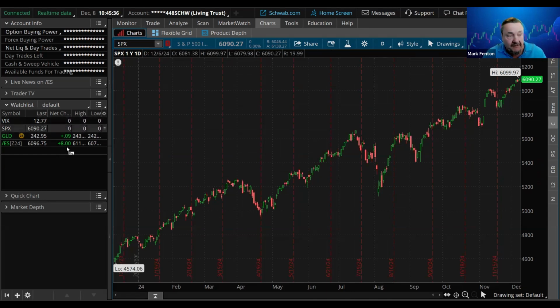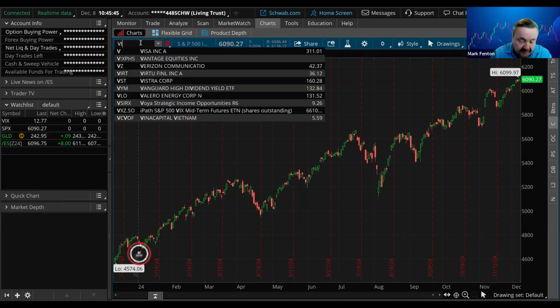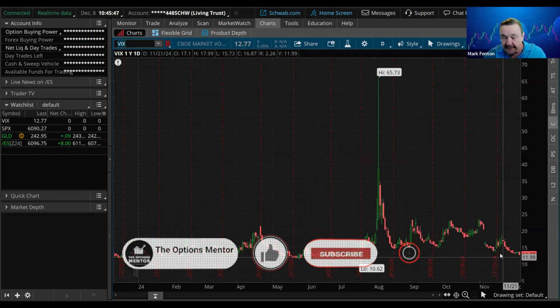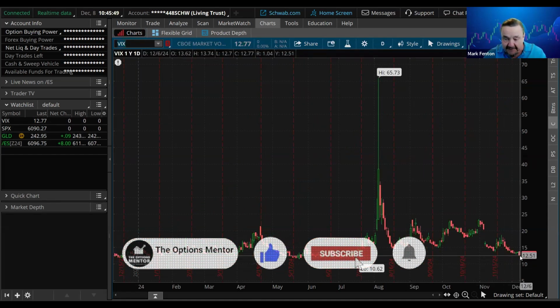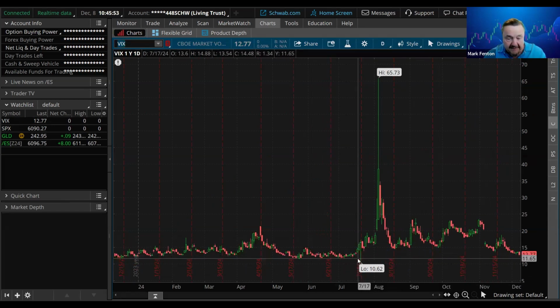But if you look over here, the VIX itself is very low. We're down in the 12s now. If we go to a VIX chart, you can see just how low this is. When has it been lower? A little bit back here in the summer. Other than that, all year long, it's been above where we're at right now.